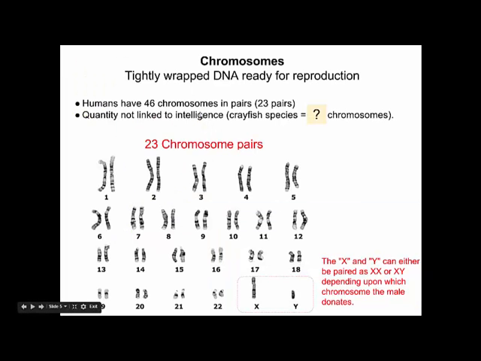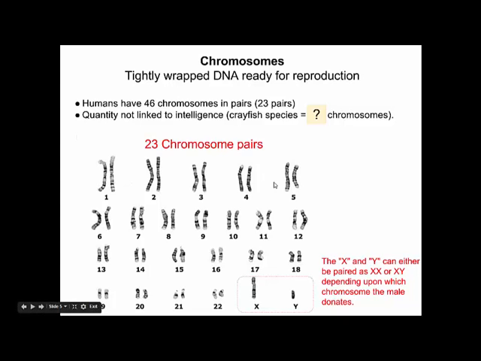So chromosomes. They are tightly wrapped DNA ready for reproduction. That's the definition of a chromosome. And humans have 46 chromosomes in pairs. So there are 23 pairs in a human. So what you need to know is that quantity is not linked to intelligence. So let's talk about the crayfish species. How many chromosomes do you think might be in a crayfish? That'd be something for you to look up.